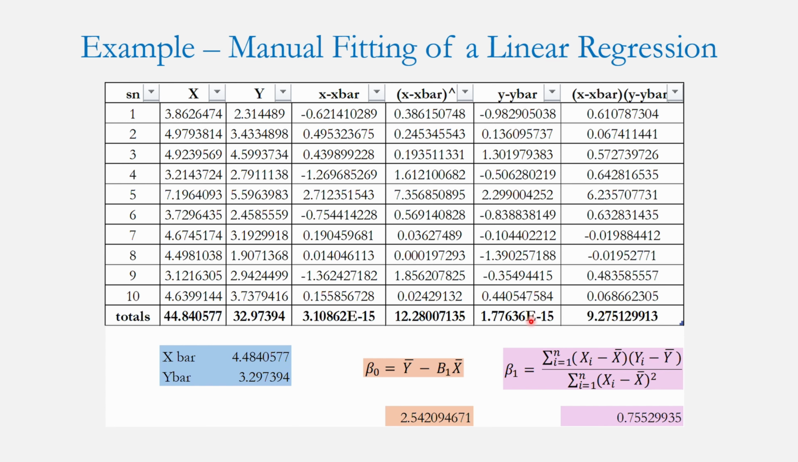Then lastly, you need the product between x minus x bar and y minus y bar. So when you say negative 0.6214 multiplied by negative 0.9829, you get the solution there. Then add all of them at the bottom. What you'll have is 2.54209 as the solution for beta naught and 0.77529 as the solution of beta 1. And you add it to the equation, and that's what you have.